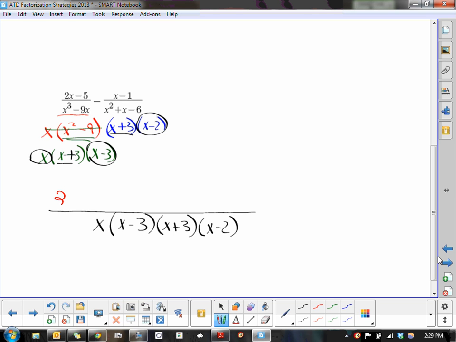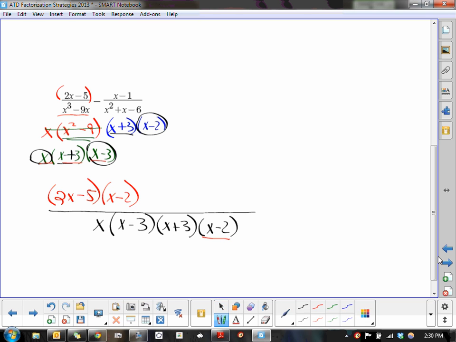So I got a 2x minus 5 up there. Should it be put in parentheses or not? Yep. Yeah. Fraction bar is a grouping symbol. So that 2x minus 5, we're going to have to multiply that times... What do we need to multiply it by if we already have an x plus 3, and x minus 3? All we're missing is the x minus 2.